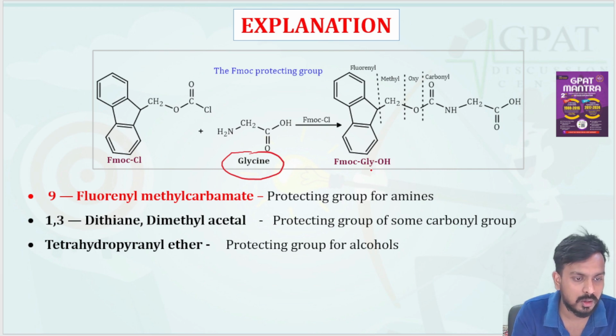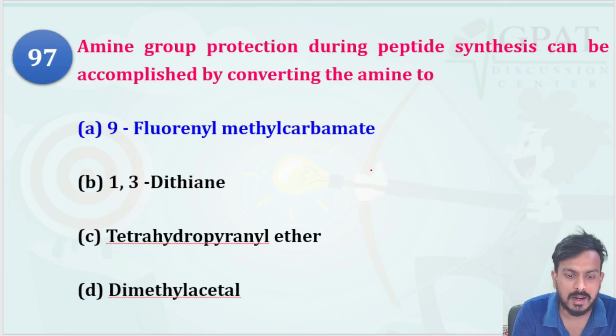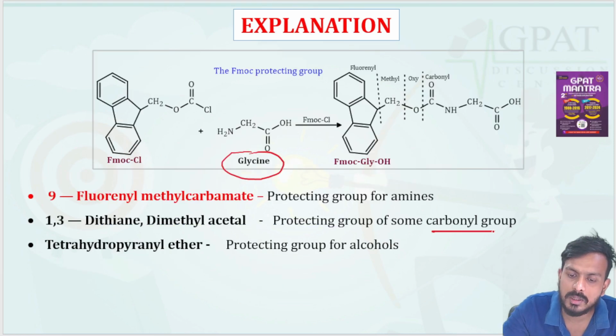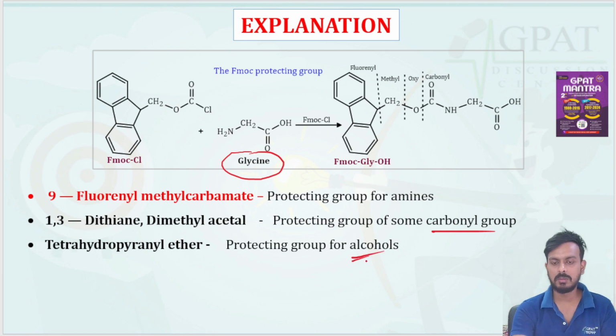One option there is 1,3-dithiane. 1,3-dithiane is a protecting group for carbonyl compounds. And tetrahydropyranyl ether is a protecting group for alcohol. Okay, you can also remember this from the other options in the question.